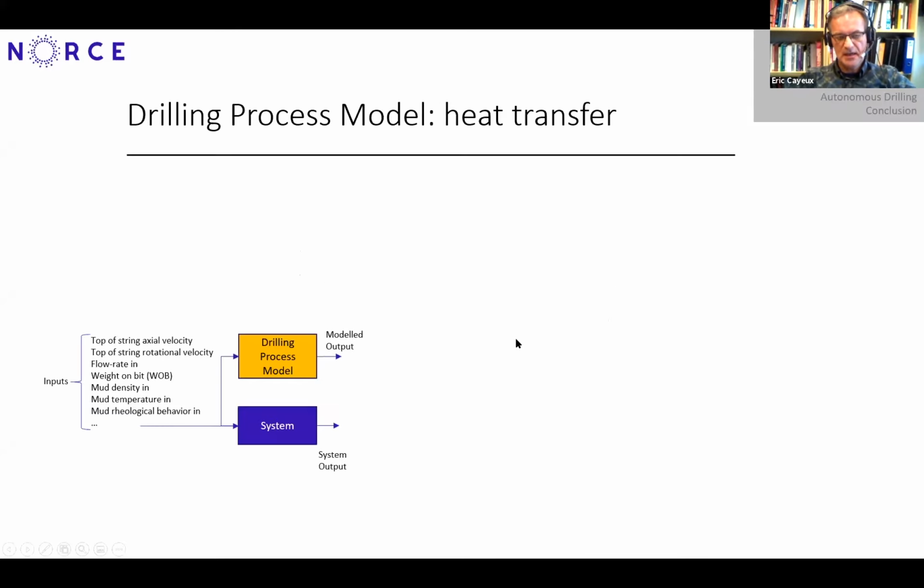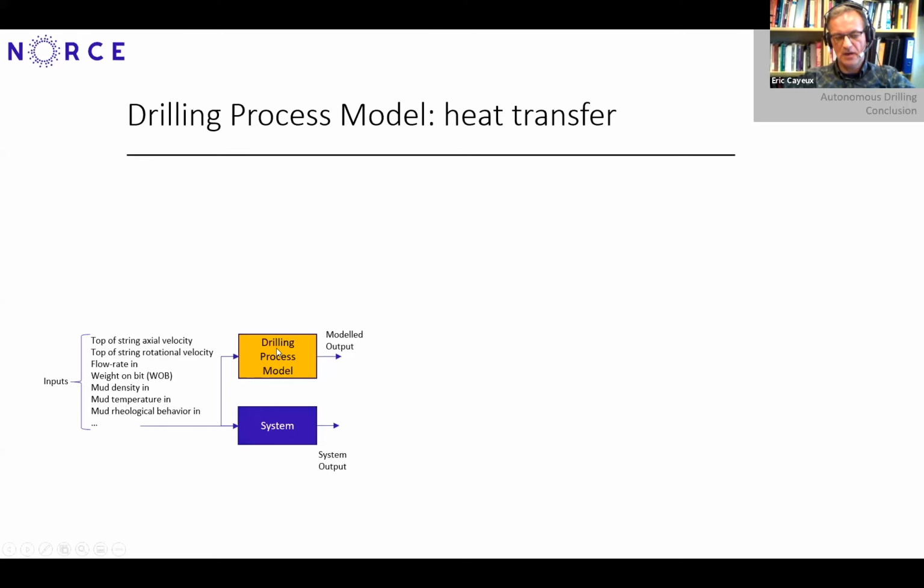So basically, the first thing we need to notice is that we have a real life system, and we want to make those different processes that simulate the system itself. These models need to get exactly the same inputs as the actual real life operation. So we need to get what is the top of string actual velocity. We need to get what is the top of string rotational velocity, the flow rate, and so forth. That's the inputs, the boundary conditions that we have.